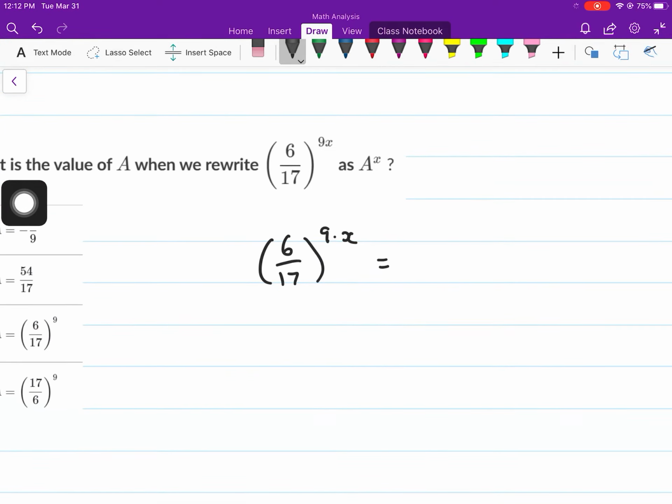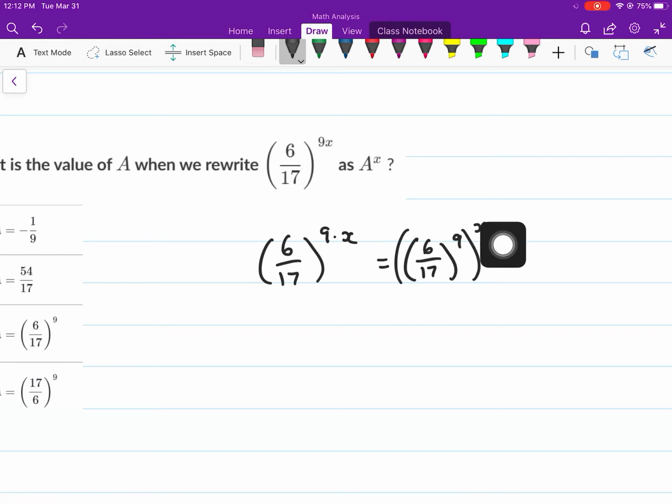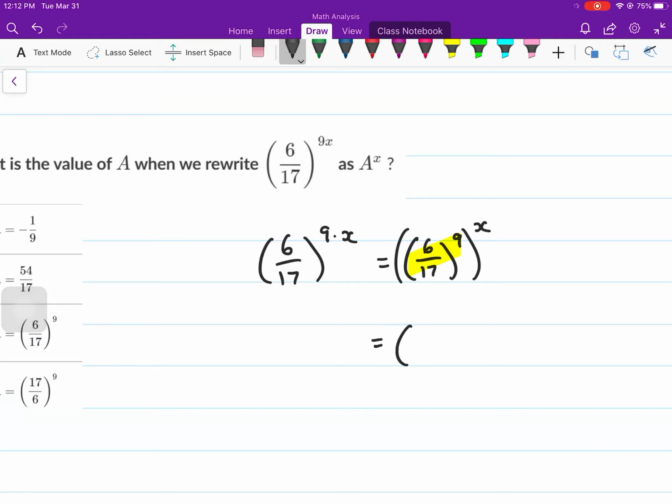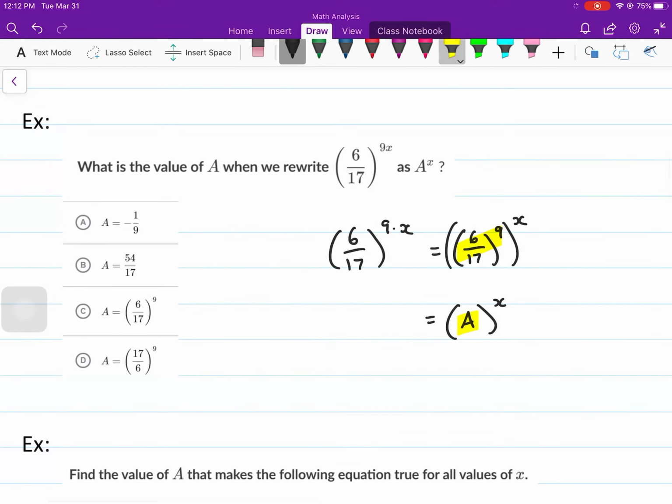So I'm going to have (6/17)^9, and then that would be to the x power. Think about that. We have a power to a power there. We'd have 9 times x, the power to a power. So what you could be thinking of is this as a to the x. So what would a be? Well, a would be (6/17) to the 9th power.